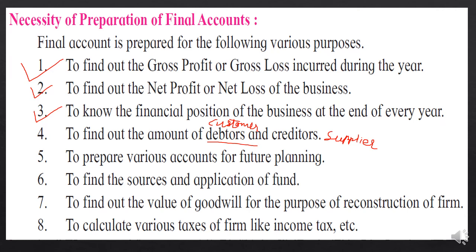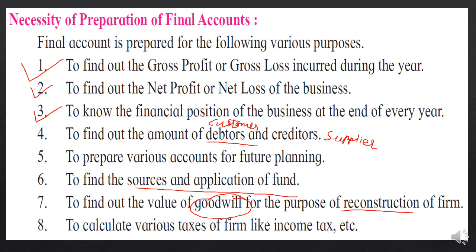To find out the source and application of funds. So why is the final account prepared? To know the sources from where the funds are received by the company and where they are applied or used. Next, to find out the value of goodwill for the purpose of reconstitution of the firm. So reconstitution you have already learned, students. In it we have learned the admission of partner, death, retirement and dissolution. In that you know that goodwill is a very big and important adjustment. For knowing the goodwill amount, the final account is prepared.